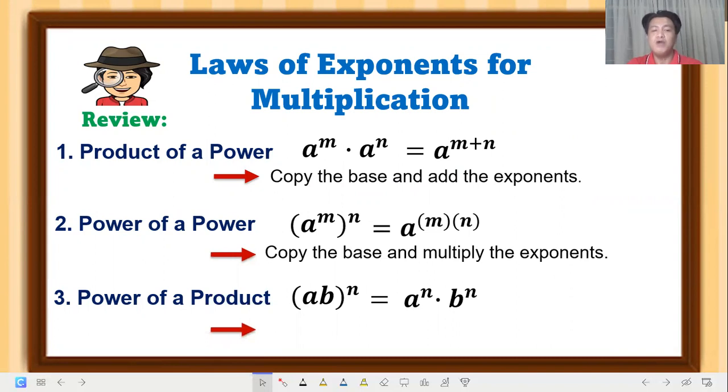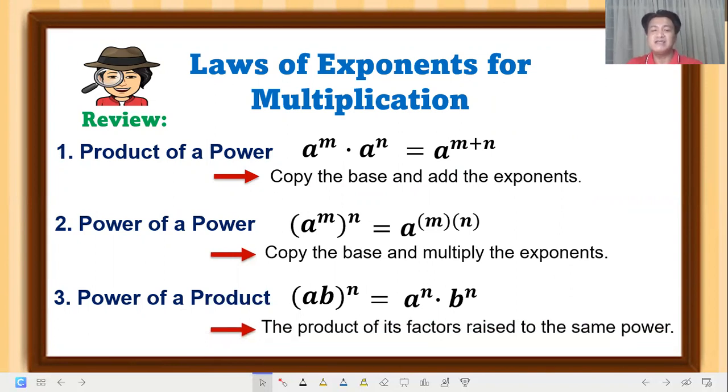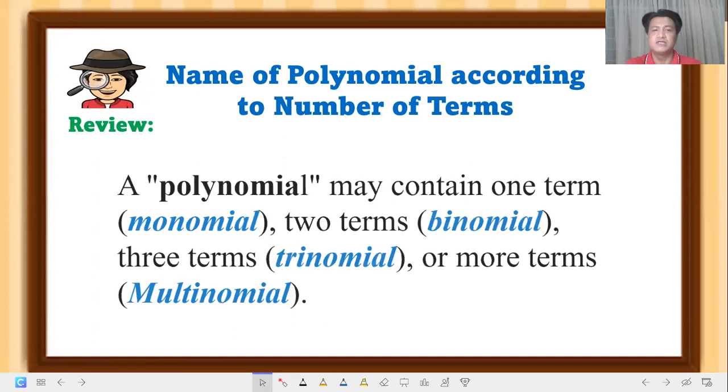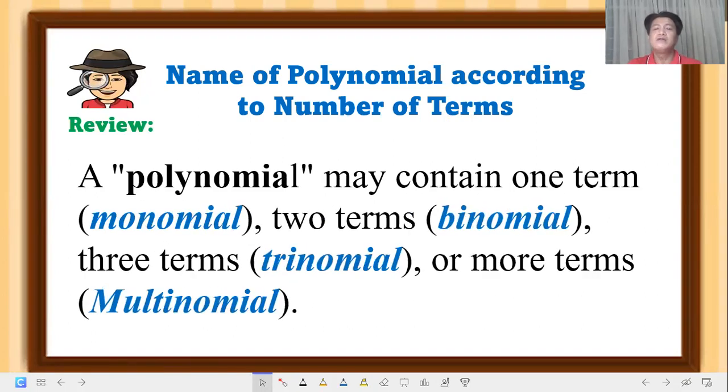Dito naman sa power of a product, it simply states that the product of its factor raised to the same power. So ito lang po yung kailangan natin i-apply sa pagmumultiply po ng monomials and other two or more terms this week. Okay, and also we have to review the names of polynomials according to the number of terms. So a polynomial may contain one term, ang tawag po doon ay monomial. Two terms, we call that binomial, and three terms, we also call that trinomial, and more terms, ibig sabihin yan 3 or more, we call that multinomial or polynomial.